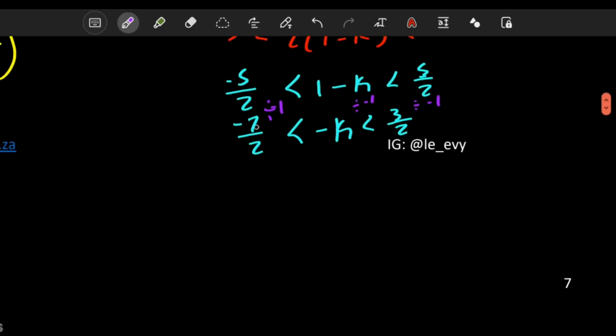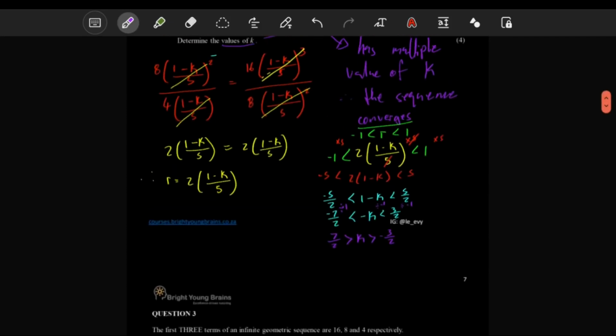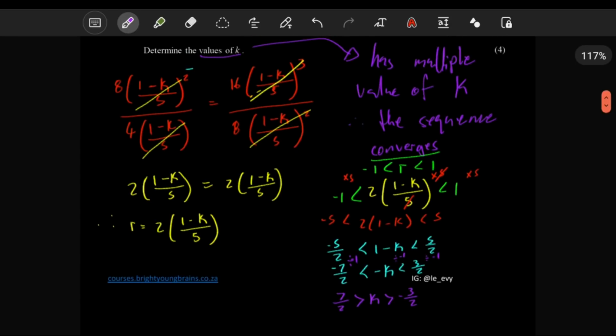When you do that, because you've divided by a negative, obviously this becomes a positive value, but then your sign has to flip over. This becomes a negative value, but then your sign has to flip over. That is super important, people. I think we can move on now because we've been dealing with this question for far too long. Let us move on.